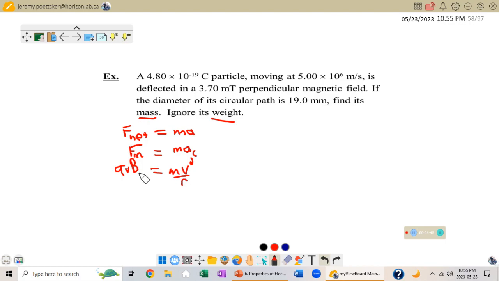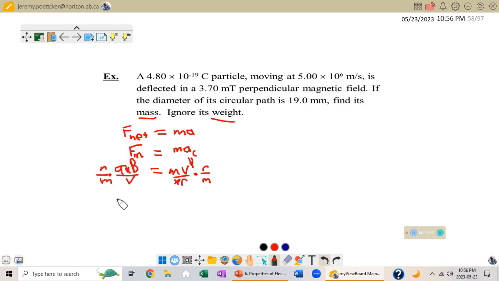All right. At this point, divide both sides by V. Gets rid of this one. Divide by V. V gets rid of the squared. Okay. We want to know the mass. So at this point here, I can start to simplify a little bit more. I want the m by itself. So I'm going to multiply both sides by r. And I'm going to divide both sides by m.